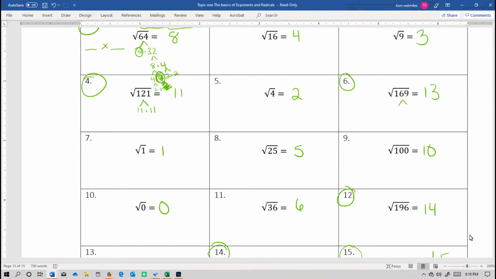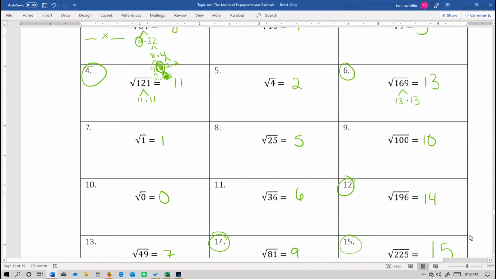So like number 6 is also one. It is 13 times 13. I can't break it down like I can the 64. So I wanted to do a couple where I show you, you just gotta memorize them, use the tricks in that review video.